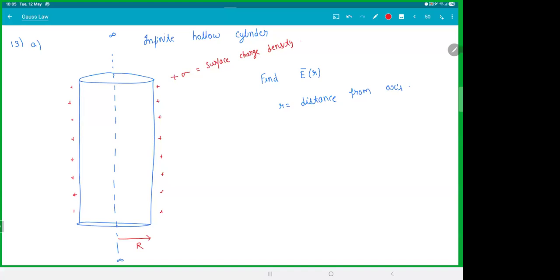Yeah, inside is zero. That's right. Get the outside part also. Try.